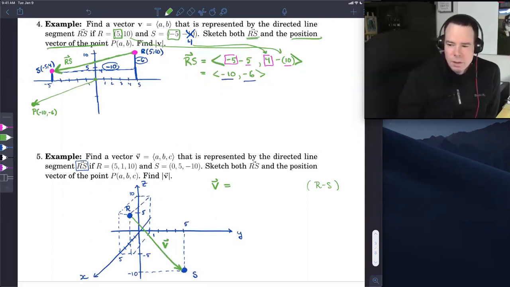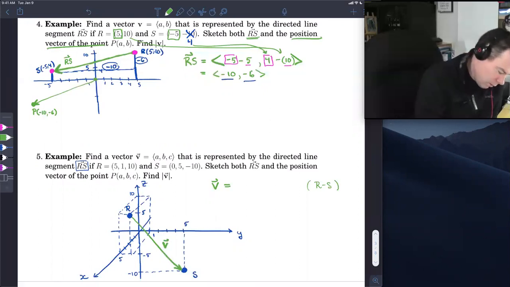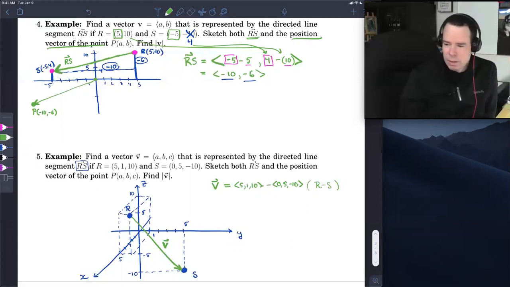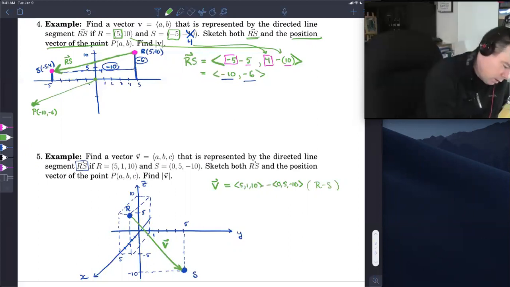So instead of thinking of it as the point R minus the point S, we could think of it as the vector R, 5, 1, 10, minus the vector S, 0, 5, negative 10. So that's sort of our tip minus tail. And again, this R minus S is not part of the calculation. This is just what we're thinking, tip minus tail. So I'll write that here, tip minus tail.